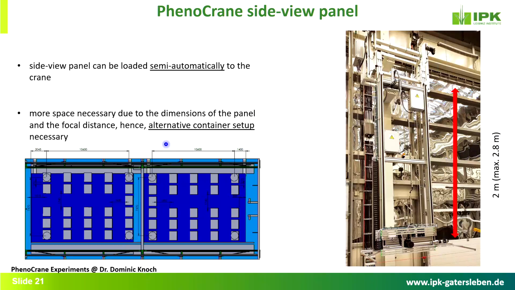But you have to keep in mind that the container layout obviously needs to change, because with the current setup with densely packed containers, we would not be able to move through the system. So you need to plan that in advance and design a different kind of experiment and have a more loose container setup to enable movement.